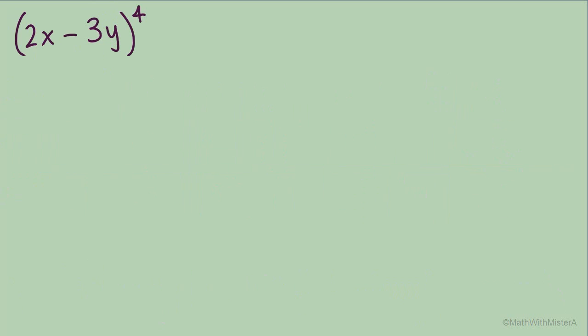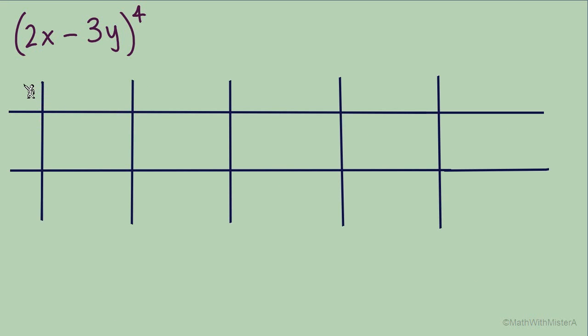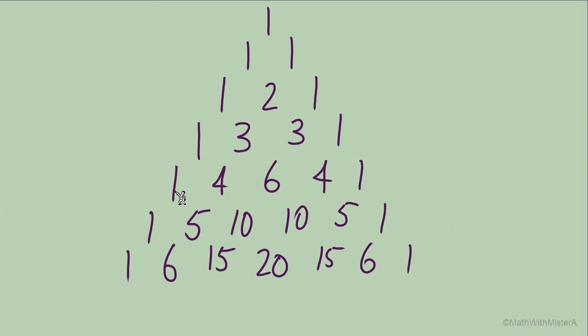Let's continue with another interesting example, 2x minus 3y to the 4th. I'll set up the table. I have a column for coefficient and then first and second term, and columns for the 5 terms that we'll expect to see when we expand this binomial to the 4th power. Again, exponent is 4, a total of 5 terms. Now since we did just make a nice Pascal's triangle, I'll just go right back to it and find the row that has 5 coefficients. Right here, 1, 4, 6, 4, 1.